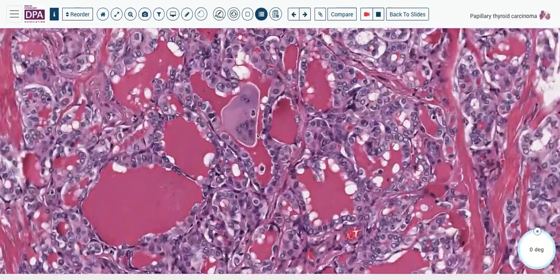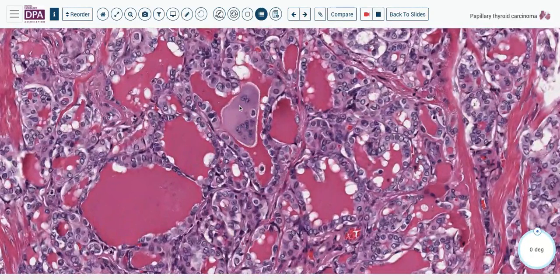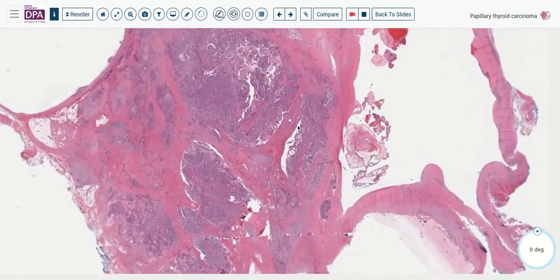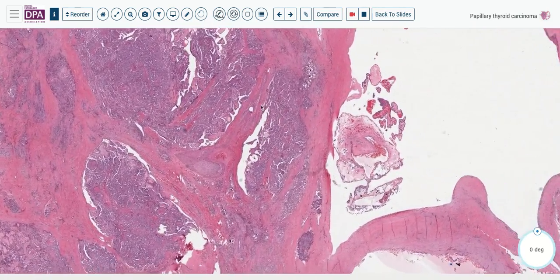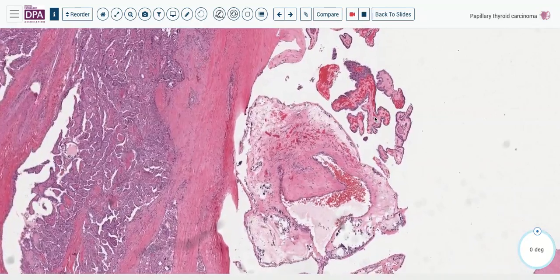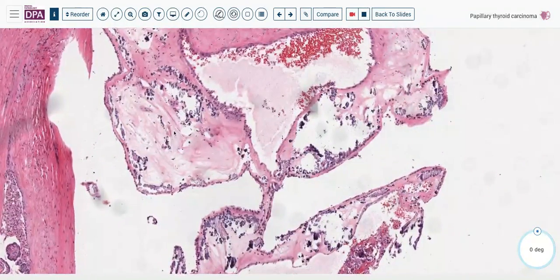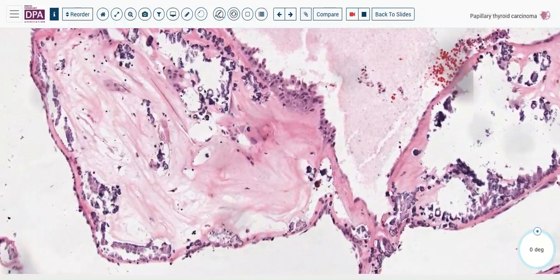Here's another feature sometimes seen. These giant cells in the colloid sometimes are a feature of papillary carcinoma as well. And then another example showing the cystic change that you can see sometimes with this. And here we see some nice papillary structures and nuclear atypia associated with this.